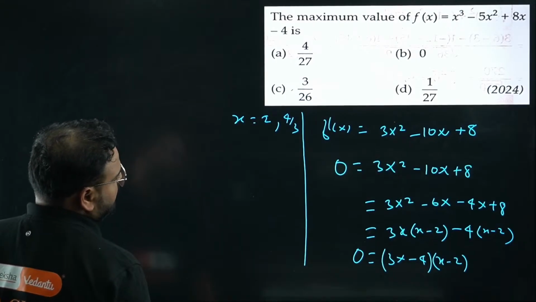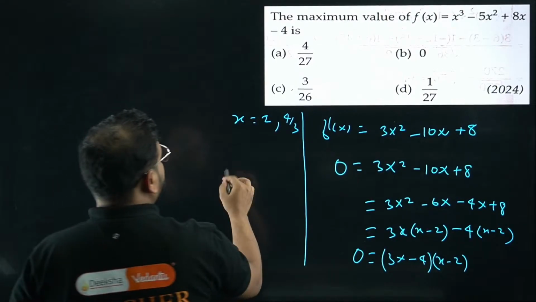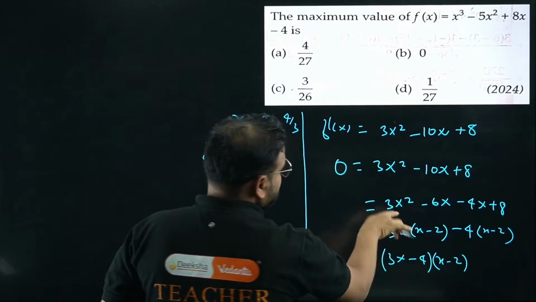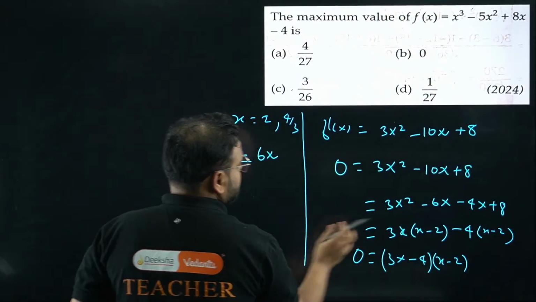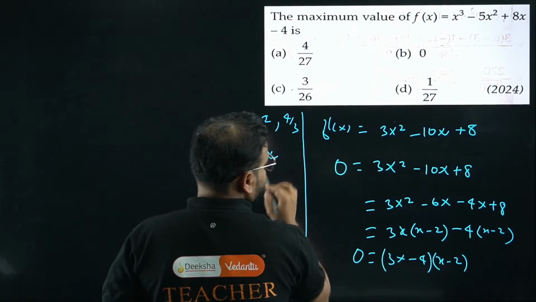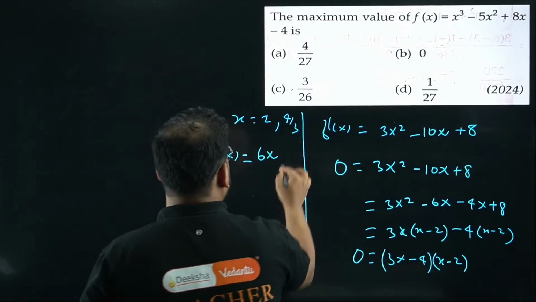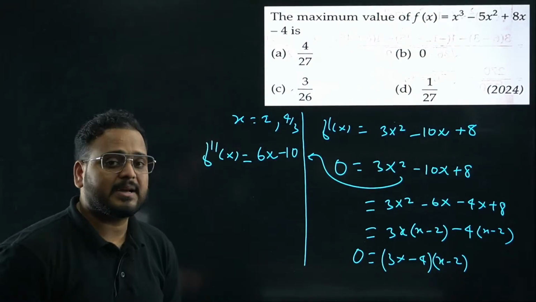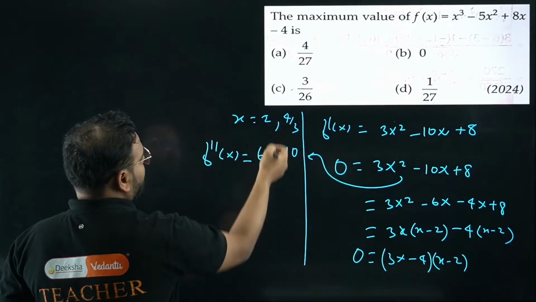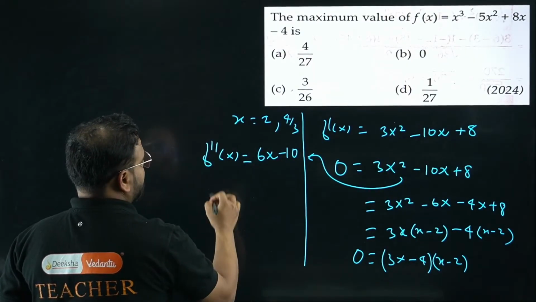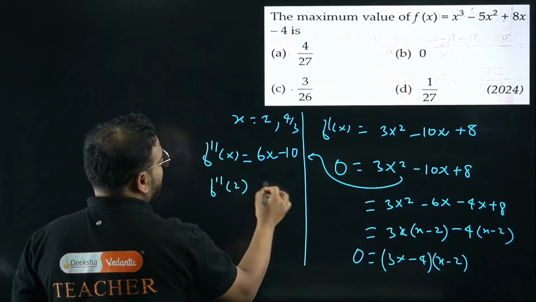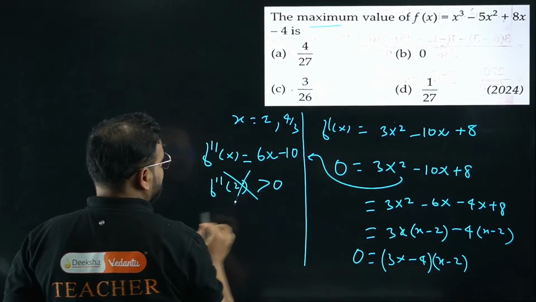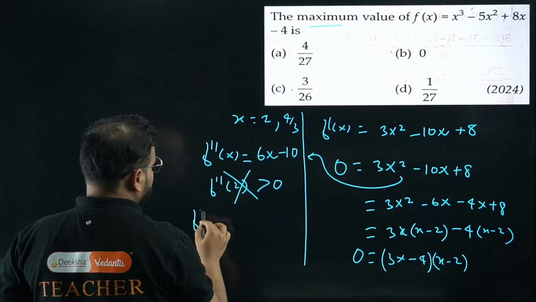First you have to find the maximum value, so find the second derivative. The second derivative will be 6x minus 10. If you put 2 over here, it becomes 12 minus 10, which is 2. So f double dash of 2 will be more than 0. We were looking for maxima, so this cannot be the case. I'm looking for minima at 2.